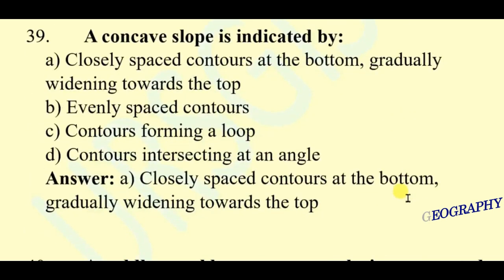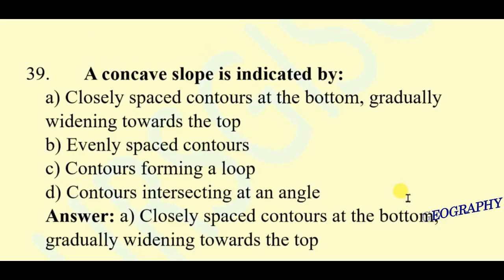A concave slope is indicated by closely spaced contours at the bottom gradually widening towards the top, evenly spaced contours forming a loop, contours intersecting at an angle. Here the right answer will be closely spaced contours at the bottom gradually widening towards the top.